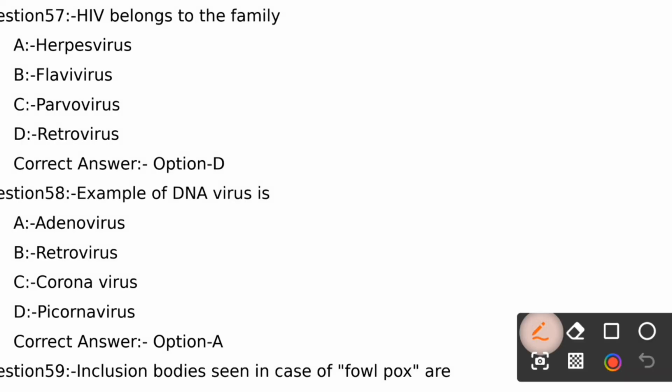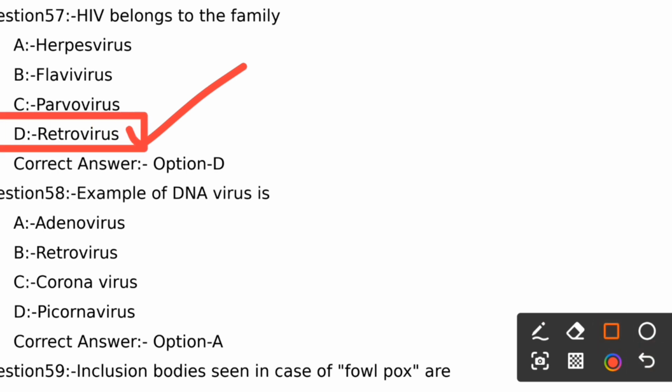Next question. HIV belongs to the family option A herpes virus, option B flavivirus, option C parvovirus, option D retrovirus. The right answer is option D retrovirus. HIV belongs to the family retrovirus.